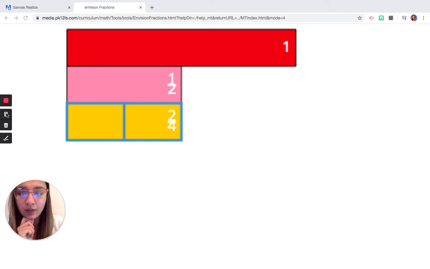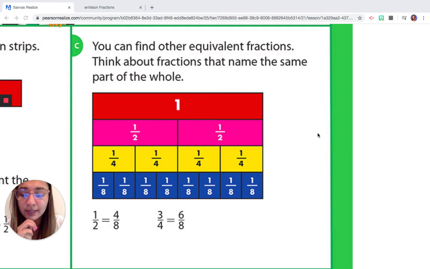I'm just going to keep going on the other page. We found out that 2/4 is the same as 1/2, and now it's saying that you can find other equivalent fractions. Think about fractions that name the same part of a whole. Here is a whole. We have 2/2, which equals a whole. Now we have 4/4. We remember that when our top number and our bottom number, our numerator and our denominator, are the same number, it equals a whole. And we have 8/8, which also equals a whole. So all of these are equivalent fractions for one whole.